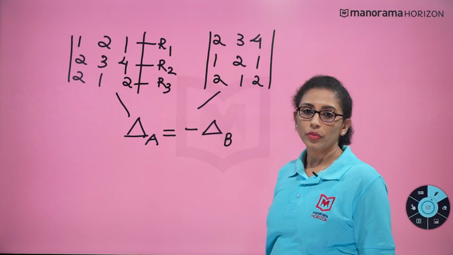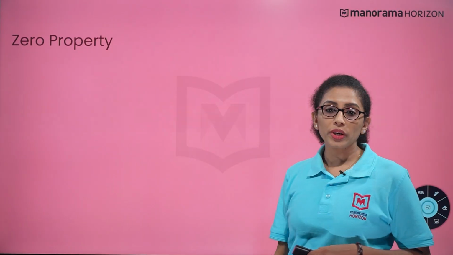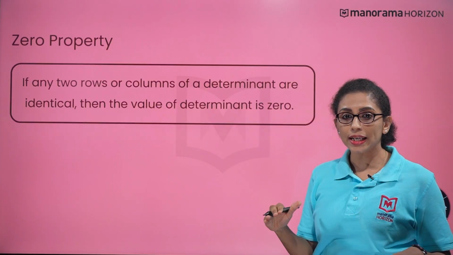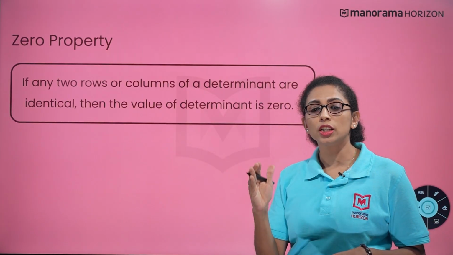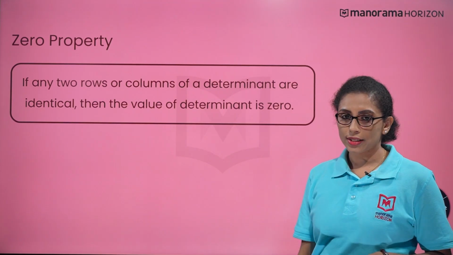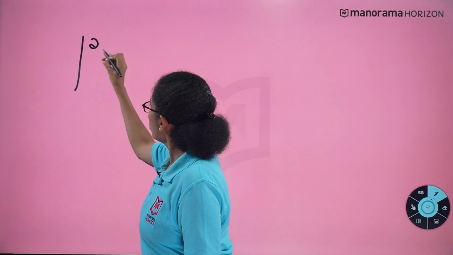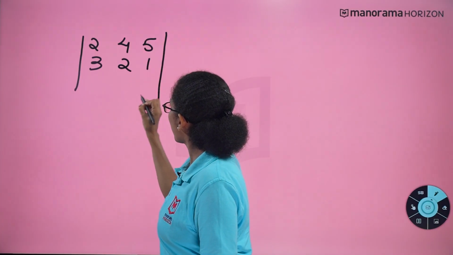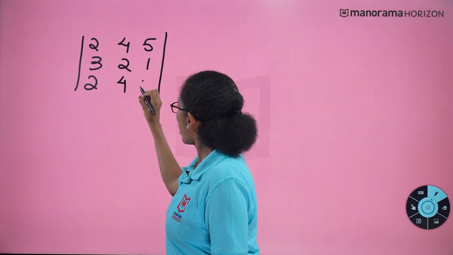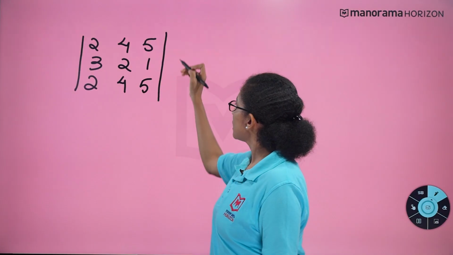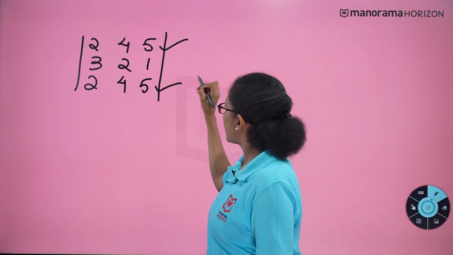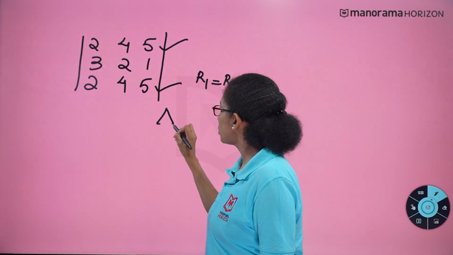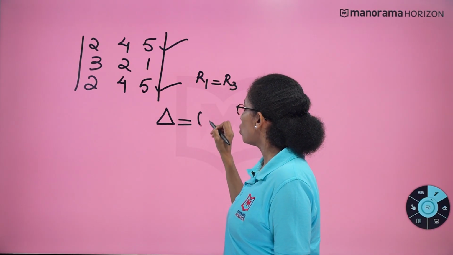Now what does the identical property state? If any two rows or columns of a determinant are identical, then the value of the determinant is 0. Let's see one example. Determinant 2, 4, 5, 3, 2, 1, 2, 4, 5. If you closely observe, you can see that row 1 and row 3 are identical. So, we can directly write the determinant of this matrix will be equal to 0.